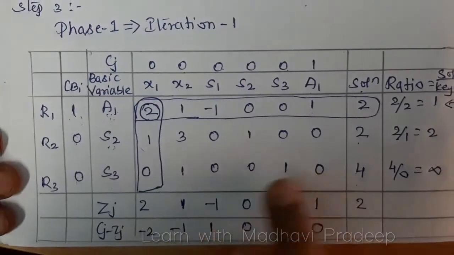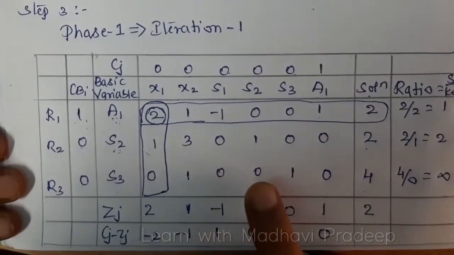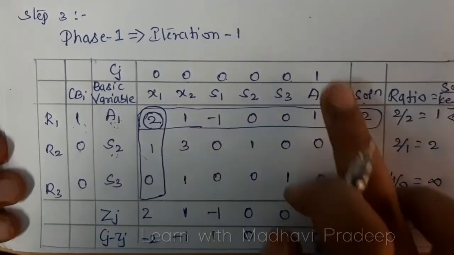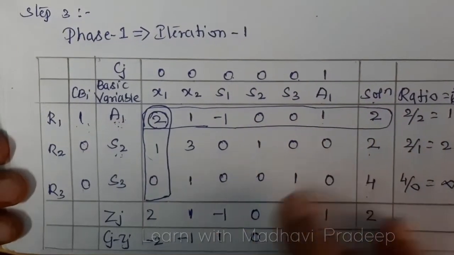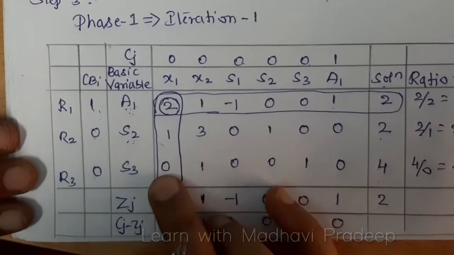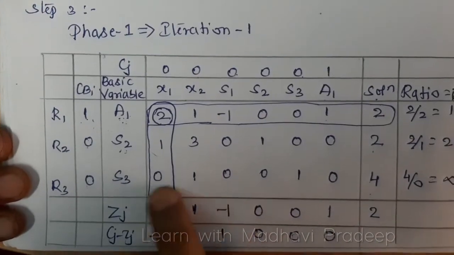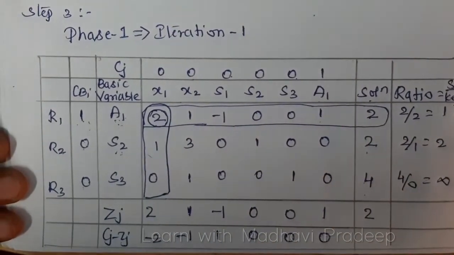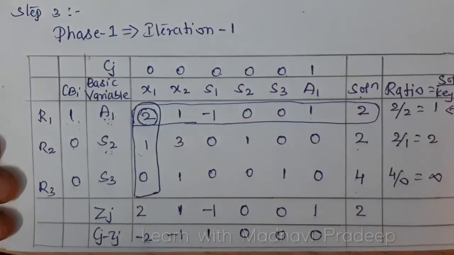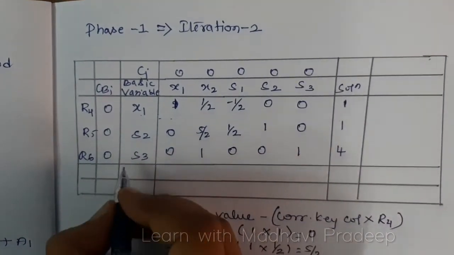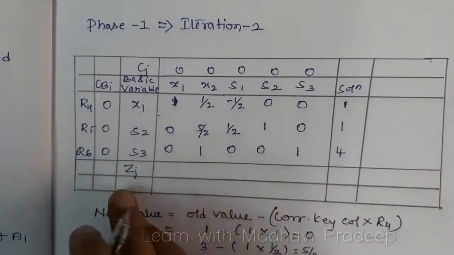See, same value we have got 0, 1, 0, 0, 1, 4. A1 we didn't calculate. Okay. So if the corresponding key column value is 0, then write down the values as it is in that row in the next table.